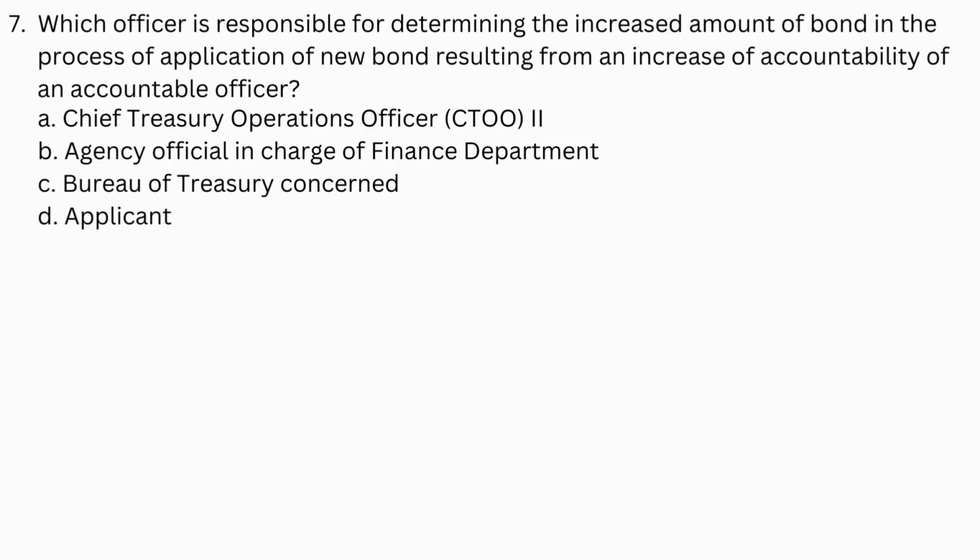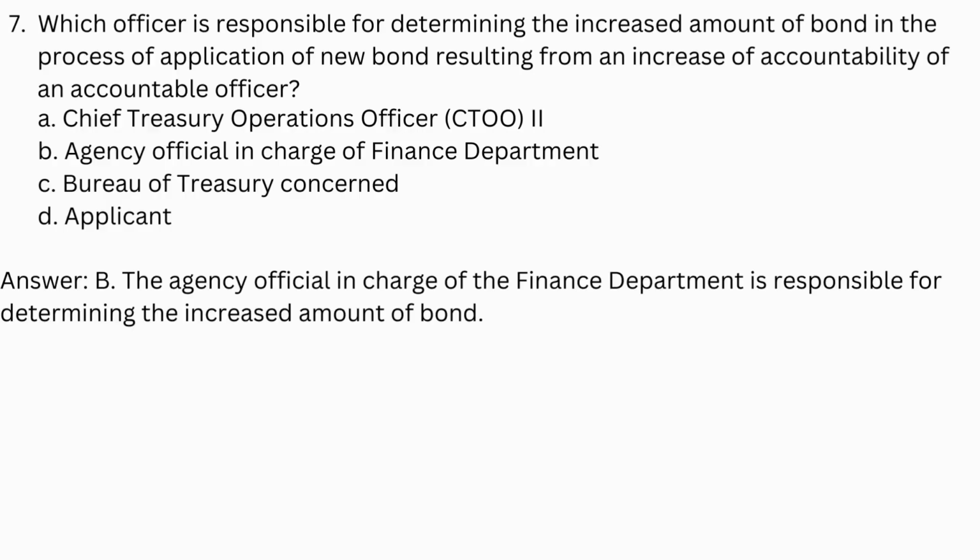Number 7. Which officer is responsible for determining the increased amount of bond in the process of application of new bond resulting from an increase of accountability of an accountable officer? A. Chief Treasury Operations Officer 2. B. Agency official in charge of Finance Department. C. Bureau of Treasury concerned. D. Applicant. Answer, letter B. The agency official in charge of the Finance Department is responsible for determining the increased amount of bond.